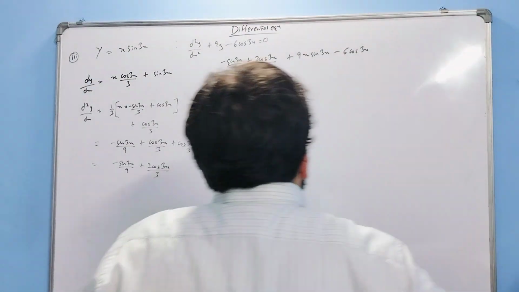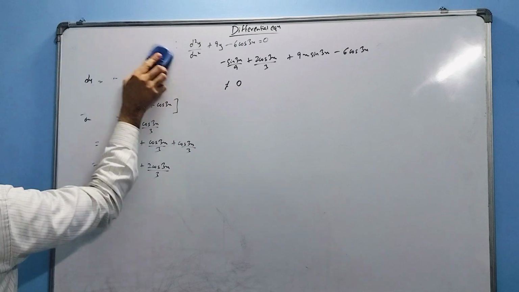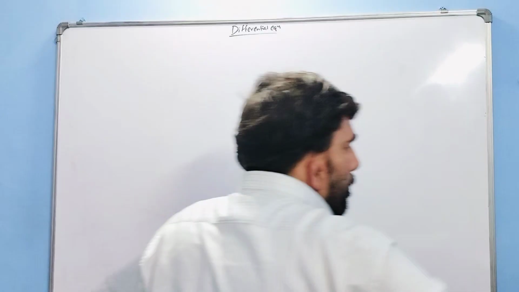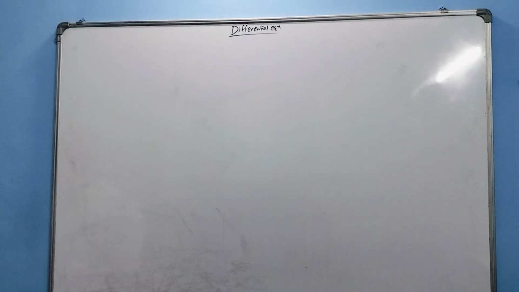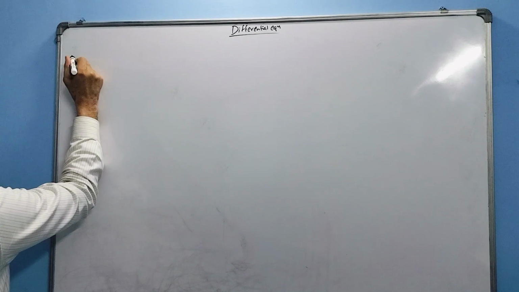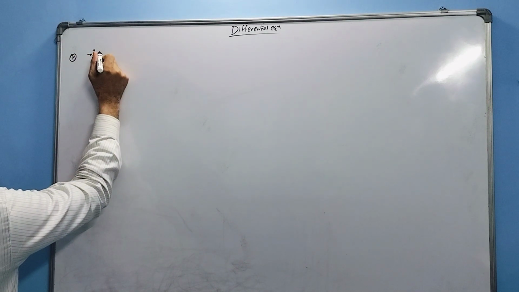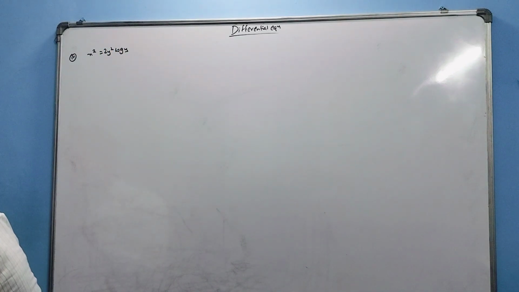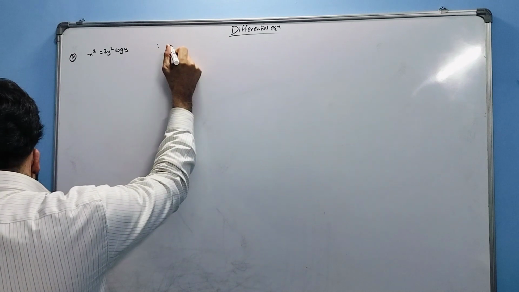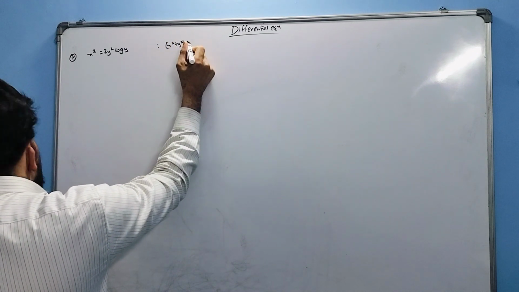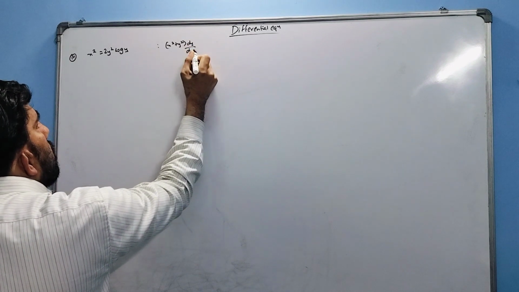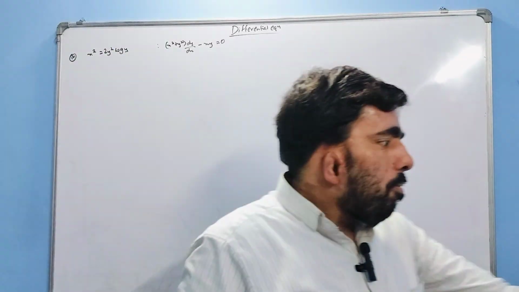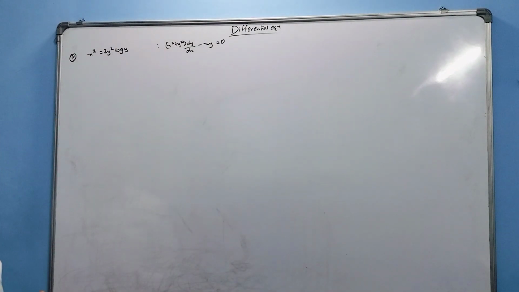Now these three parts are solved. Let us try to solve another part, that is x square is equal to 2y square log y. The differential equation is x square plus y square dy upon dx minus xy is equal to 0.